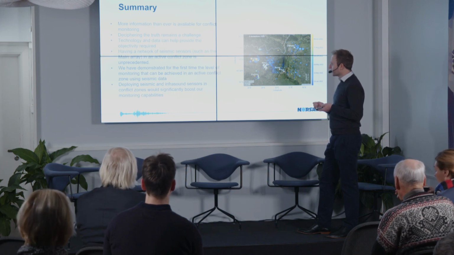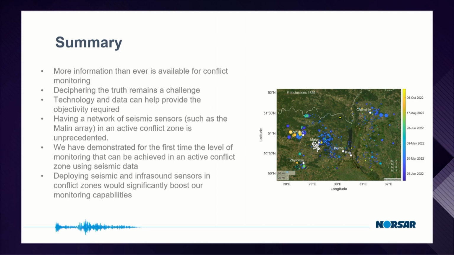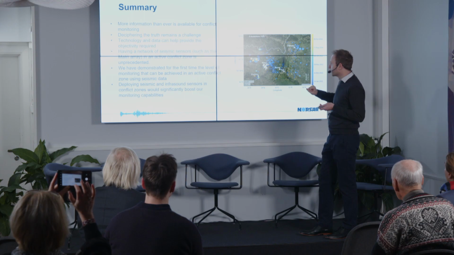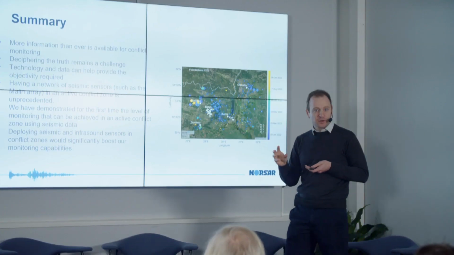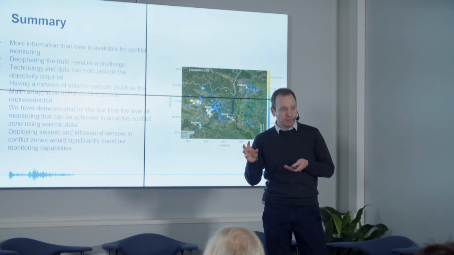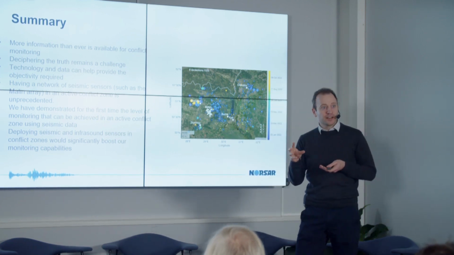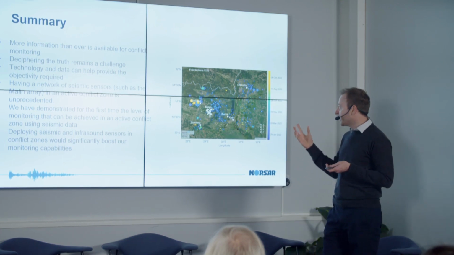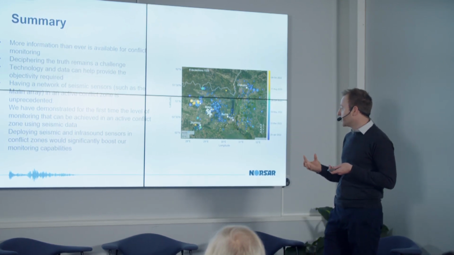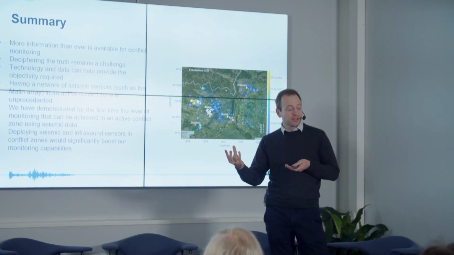So, to summarize, there is more information than ever for conflict zones and for war zones. But being able to work out exactly what has happened is still a challenge. And this is why we need forms of objective data to be able to back up what has happened. And technology can help us get there. Having this sort of network of seismic sensors in an active conflict zone is unprecedented as far as I'm aware. And we can use this as a learning and an opportunity to be able to really get to the objective truth and use this to deploy in future conflicts as well.